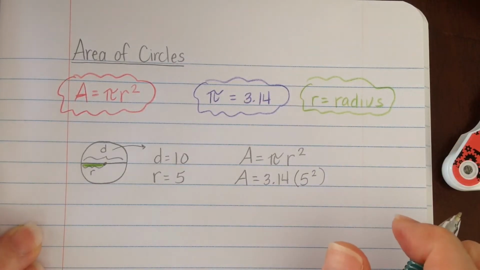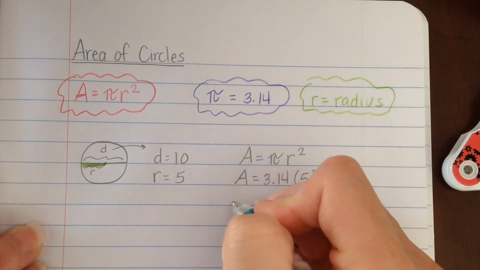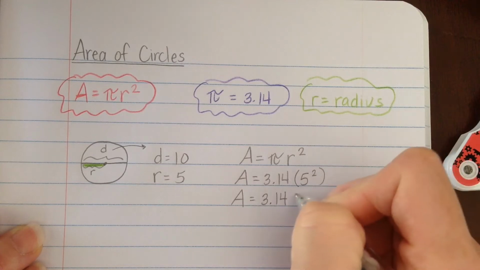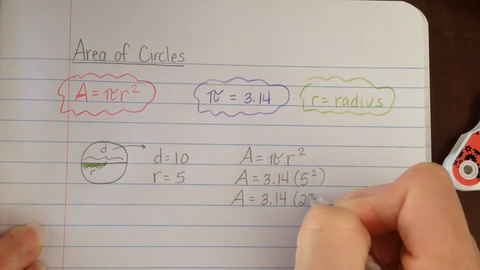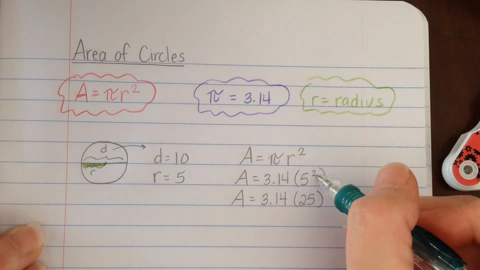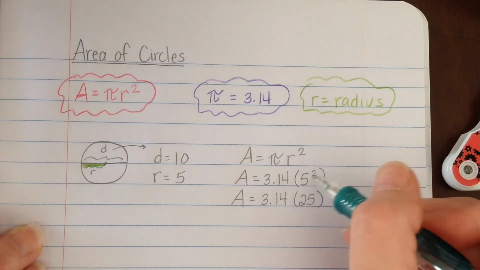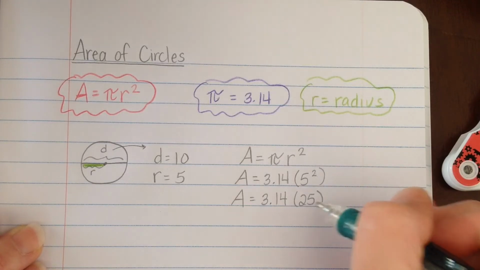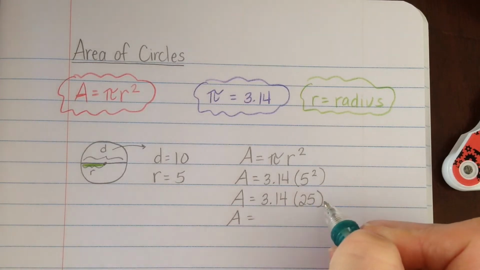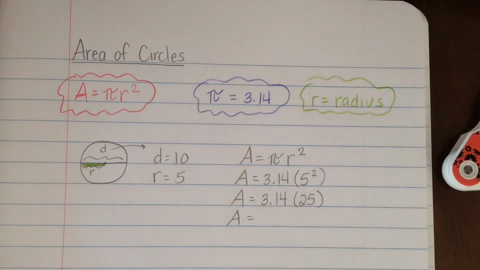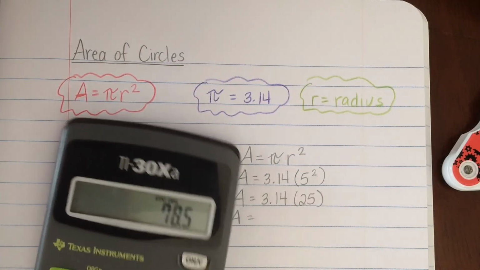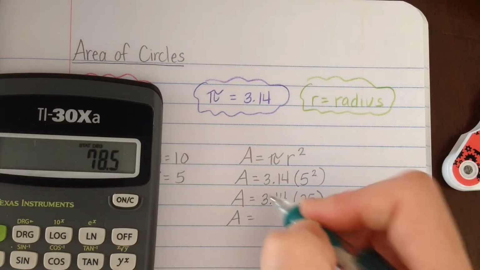All right, now according to order of operations, I have to do my exponents first. So this is going to be 3.14 times 5 times 5, which is 25. If you remember from last week's exponent lesson, this means 5 times 5, not 5 times 2. So that equals 25, and then the last thing I do is 3.14 times 25, and I get 78.5.